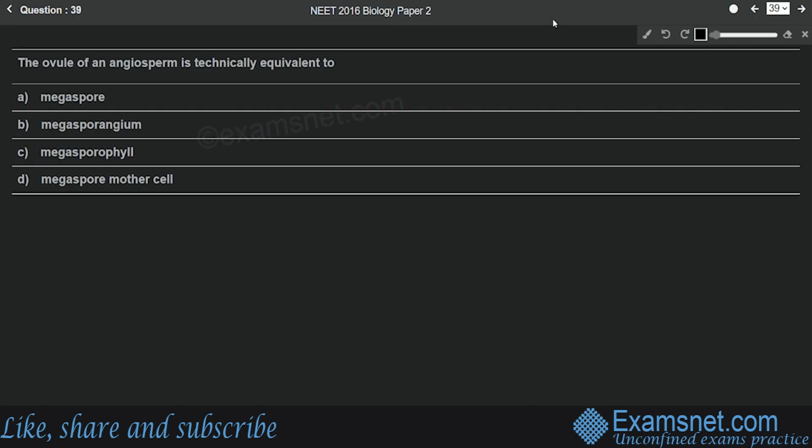Question number 39 is from the chapter Sexual Reproduction in Flowering Plants, and the question is, the ovule of an angiosperm is technically equivalent to, options are megaspore, megasporangium, megasporophyll and megaspore mother cell. So what is an ovule? Ovule is the structure that is found inside the ovary, right? After fertilization they develop into the seed. So they become seed after fertilization.